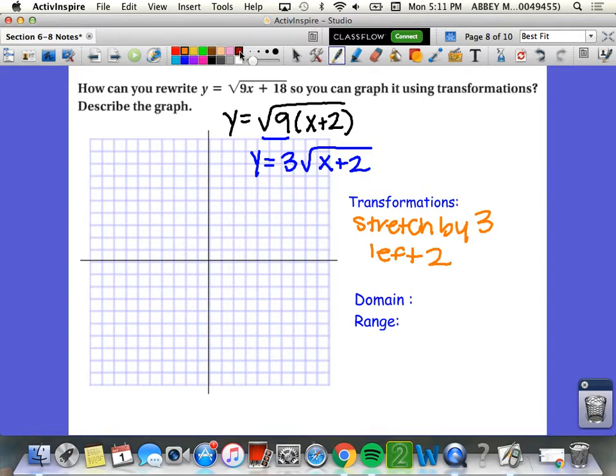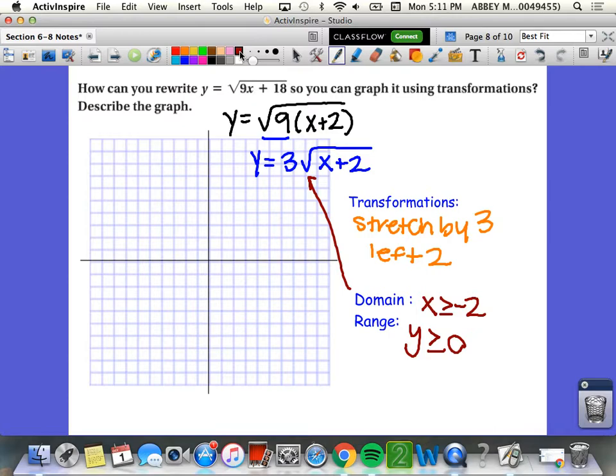So be extra careful here, guys. This is a square root function. So is your domain and range all real numbers? No. Your domain goes back to those restrictions. X has to be greater than or equal to -2. We don't have a k value, so we're going to say y is greater than or equal to 0.